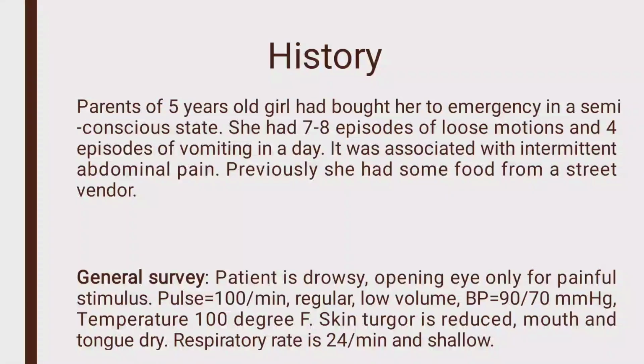Pulse rate is 100 beats per minute, regular, low volume pulse. Blood pressure is 90/70 millimeter of mercury. Temperature is raised, 100 degree Fahrenheit. Skin turgor is reduced, mouth and tongue dry. Respiratory rate is 24 per minute and it is shallow.